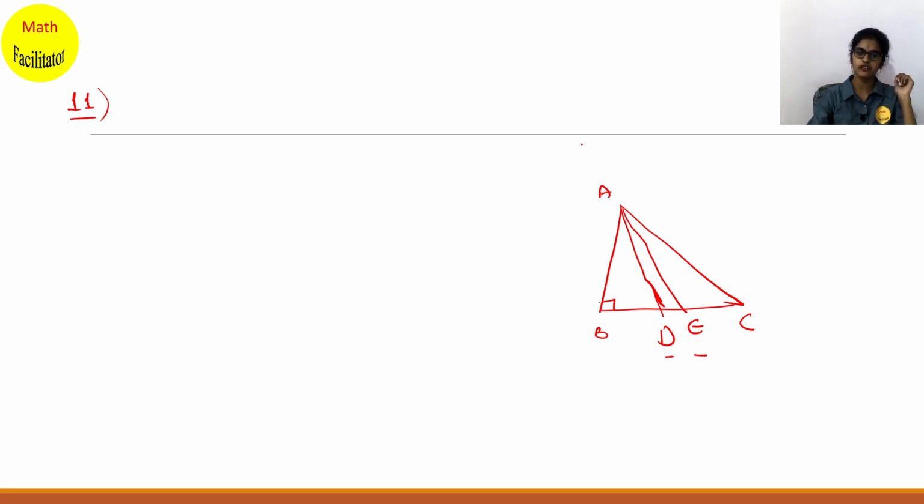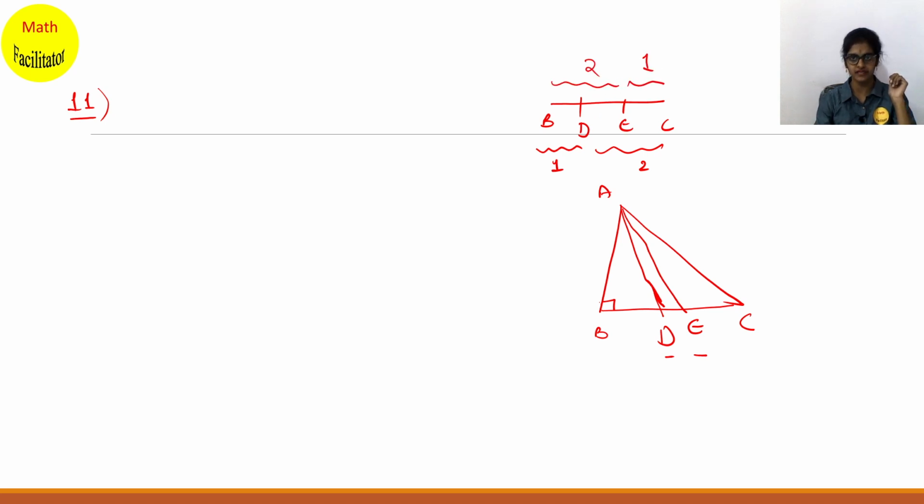So what is the meaning of trisection? So this is BC. D is trisecting BC, which means it is dividing BC into one part and two parts. E is also trisecting BC, that means this is two is to one part. In coordinate geometry, we have learned trisection means 3 parts. Tri means 3. So D is dividing BC into 3 parts, 1 is to 2, and E is dividing into 2 is to 1 ratio.